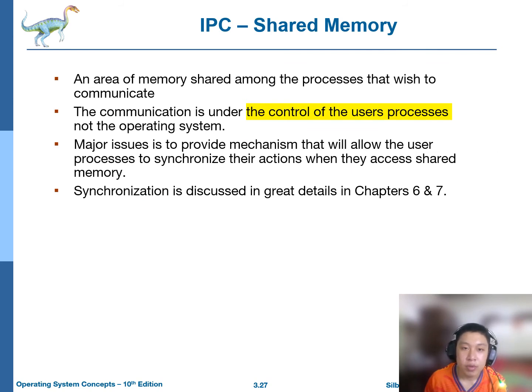An area of memory is shared among the processes that wish to communicate. The communication is under the control of the user processes, not the operating system. The issue is providing a mechanism that will allow the user processes to synchronize their actions when they access shared memory. Synchronization is discussed in great detail in chapters 6 and 7.